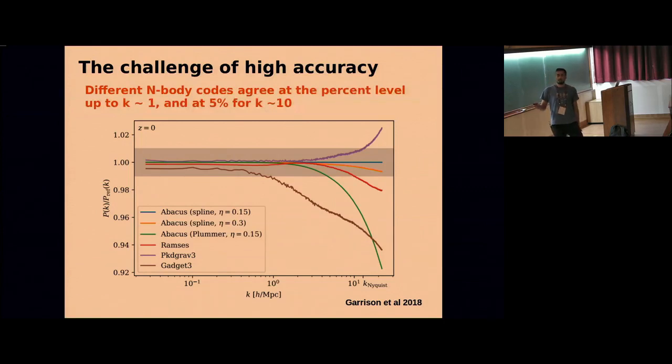So rather than saying that this is the actual differences between the codes, I tend to think about it as a lower limit to the accuracy that you can achieve. Probably by tuning the parameters further, you can improve the agreement, but at least they can get to 1%. So those numerical choices should be smaller than 1% on these scales and 5% on these other scales.